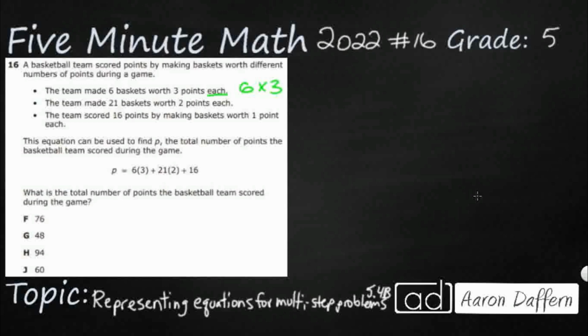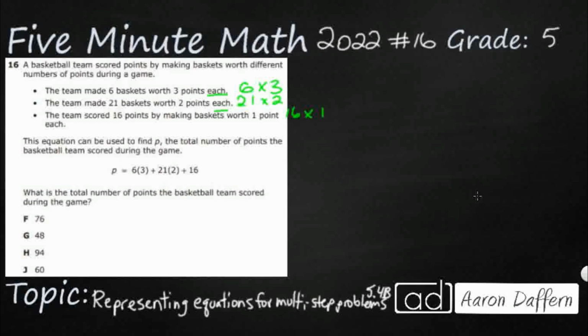The team makes 21 baskets worth 2 points each. Okay, so that's within the 3-point line. So each, once again, lets me know we're going to multiply. And then the team scored 16 points by making baskets worth 1 point each. Those are free throws. So 16 times 1, which is just going to be 16. Okay. So they already gave us the equation. Interesting. All right, so we just need to find the total number of points that they score.